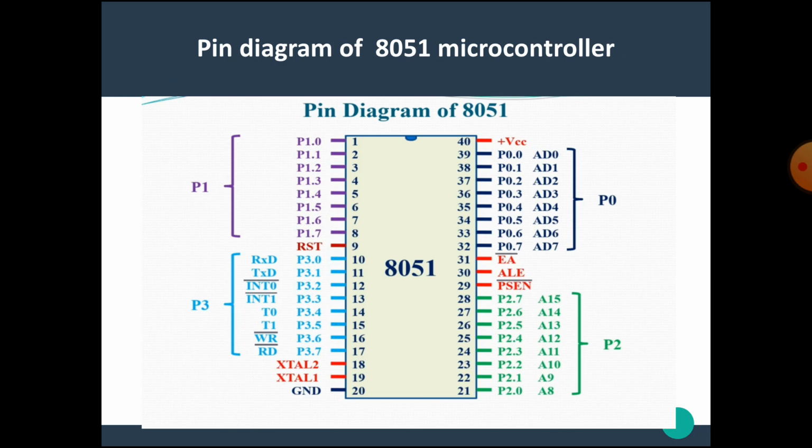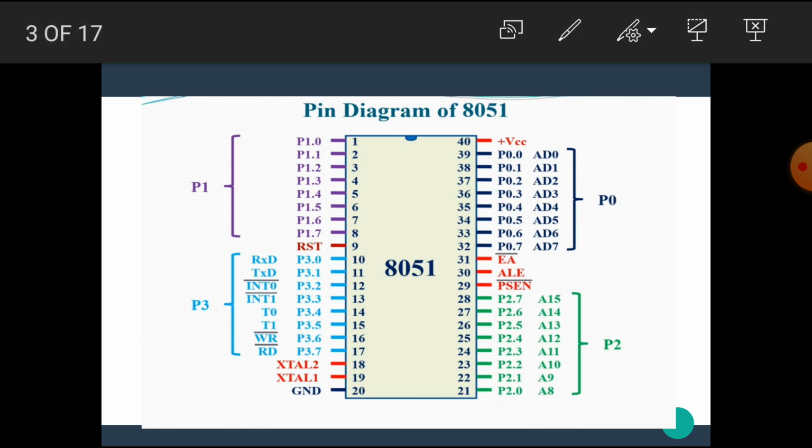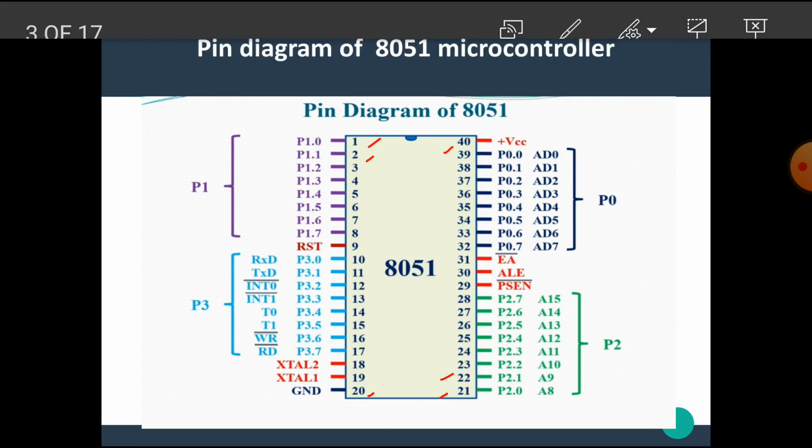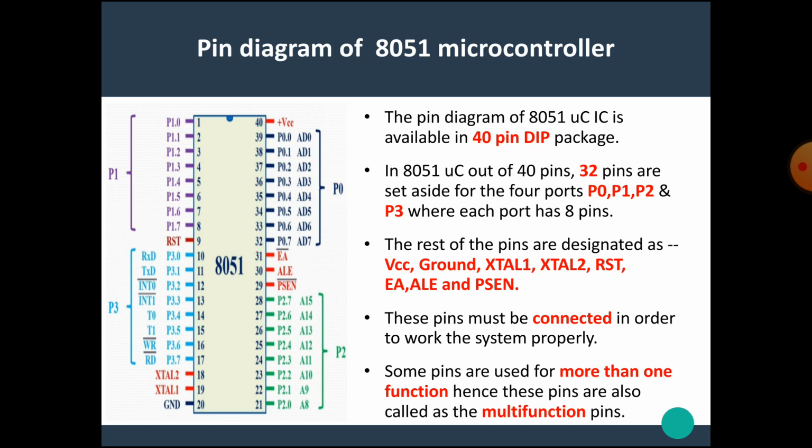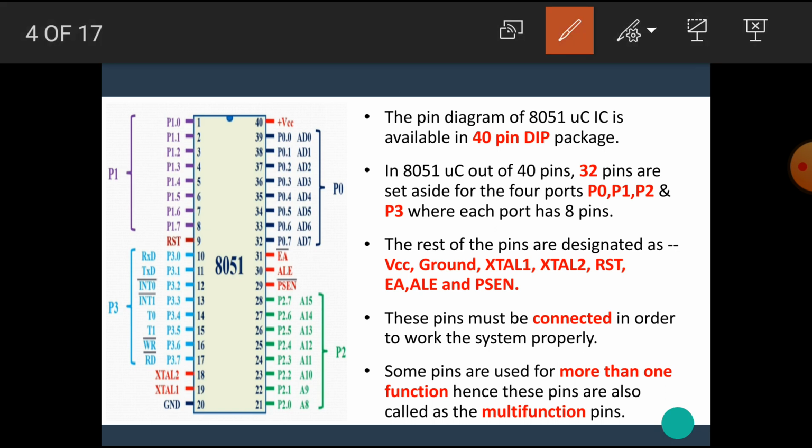If we look at the diagram, we can see that the 8051 microcontroller has a total of 40 pins: pin number 1, pin number 2 up to pin number 20, pin number 21, pin number 22 up to pin number 40. Next, the pin diagram of the 8051 microcontroller is available in a 40 pin DIP package. Here the word DIP stands for dual inline package.